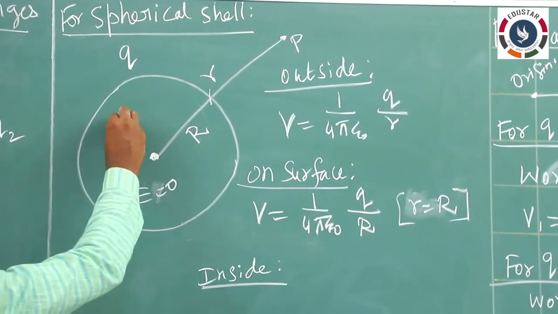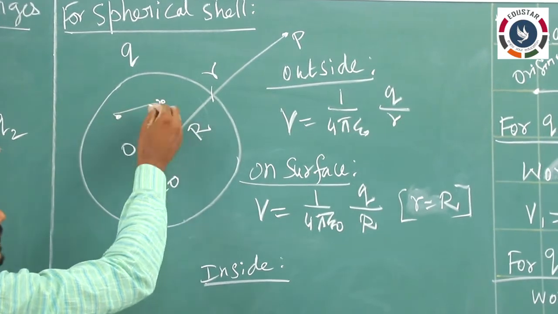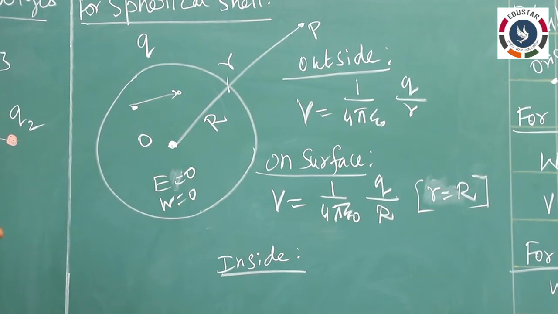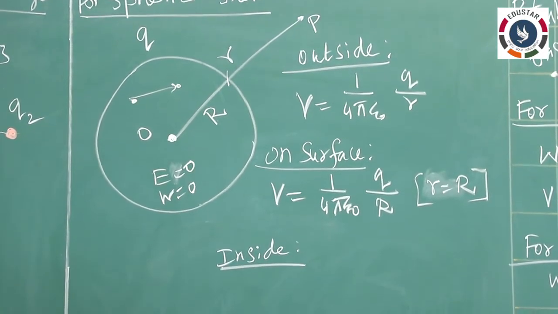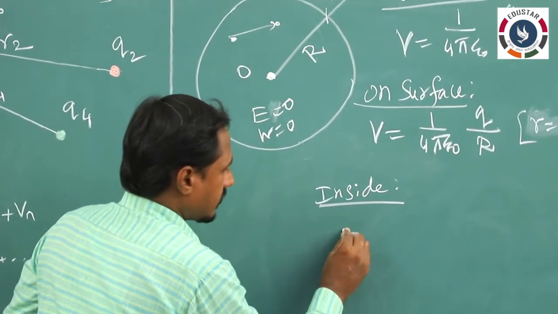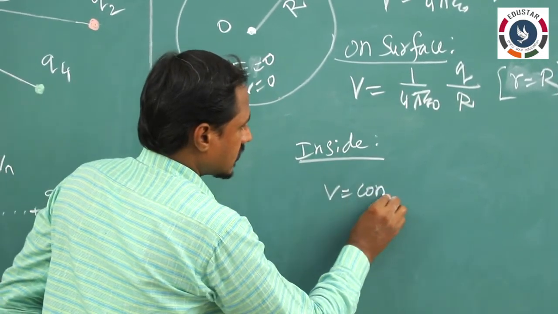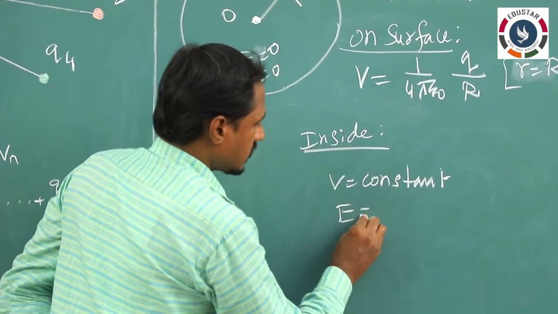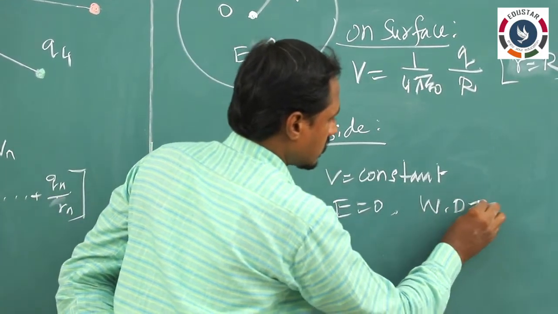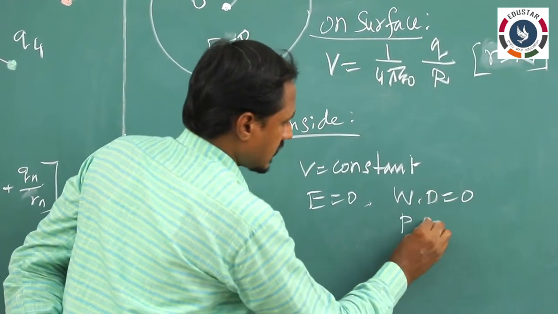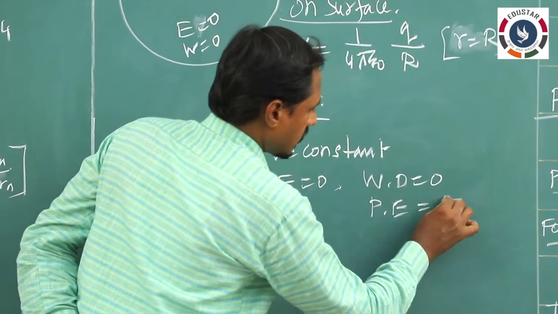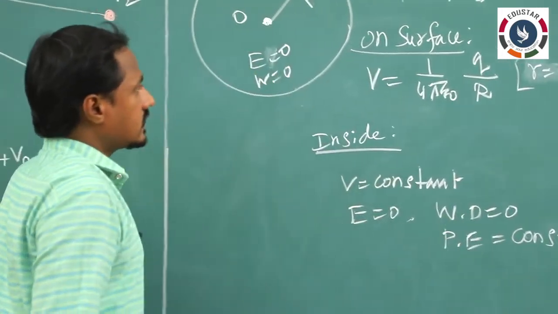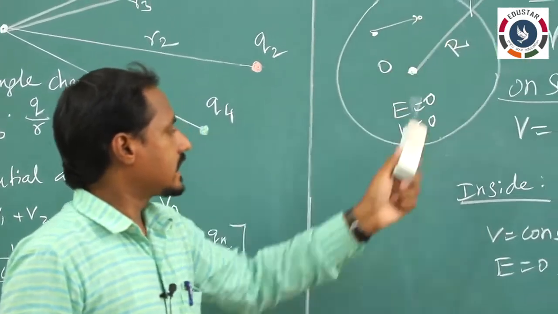From one point to another point the work done equals 0, which means the potential energy at all points will be equal. So, we can write V equals constant. So the potential equals constant, E equals 0 and work done also equals 0, then potential energy equals constant.